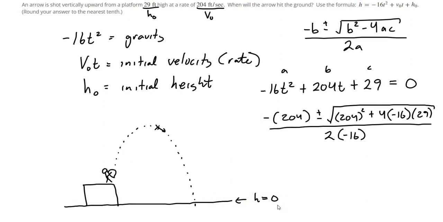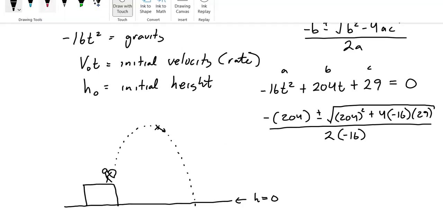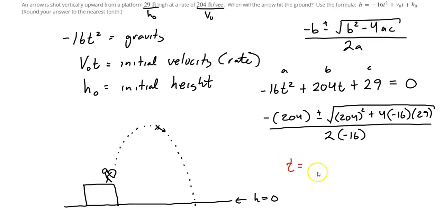You're going to get 2 answers out of this. One of your answers for time is going to be negative 0.1, and you're going to get another one at 12.9. 12.9 is going to be our answer, because obviously he shoots the bow, and then it's going to come down, and it's going to hit the ground right here at 12.9 seconds.